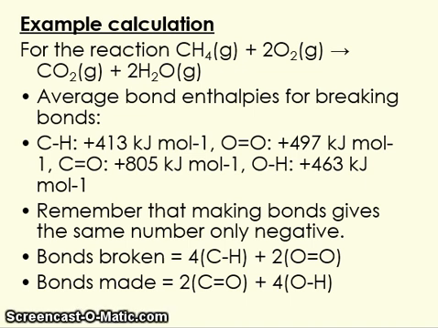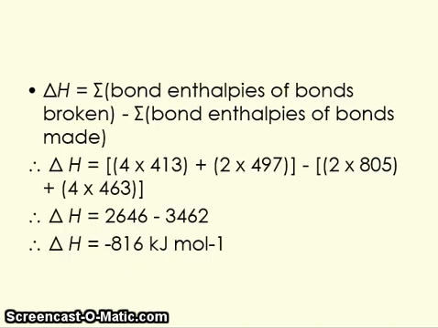So the bonds we're breaking are 4 C-H bonds and 2 O=O bonds, as we saw on the previous slide, and the bonds we're making are 2 carbon-oxygen double bonds and 4 O-H bonds. If we plug these figures into our previous equation, enthalpy change is the sum of the bond enthalpies of bonds broken, take away the sum of the bond enthalpies of bonds made. We put all those figures into that, and you end up with minus 816. As you can see, the bonds you are breaking there are weaker than the ones you're making, therefore you end up with a minus figure.